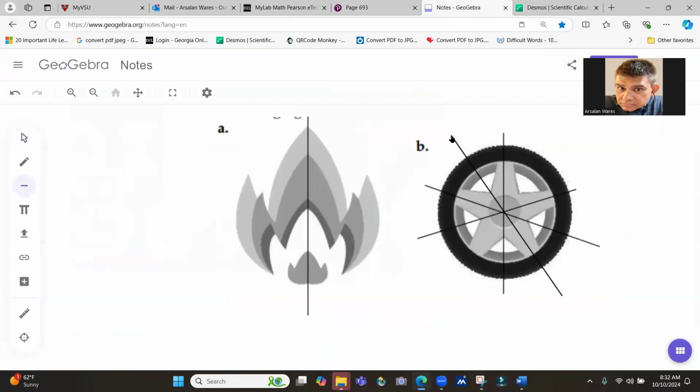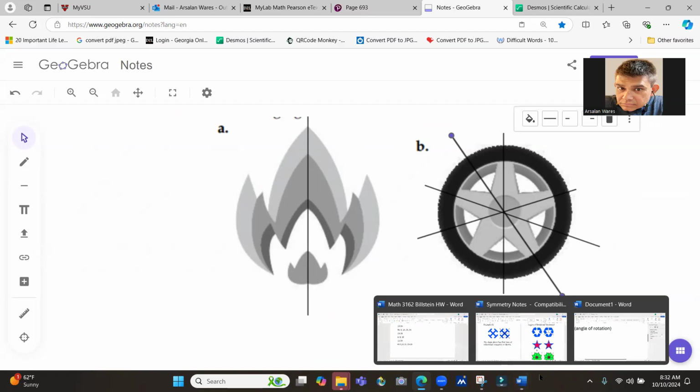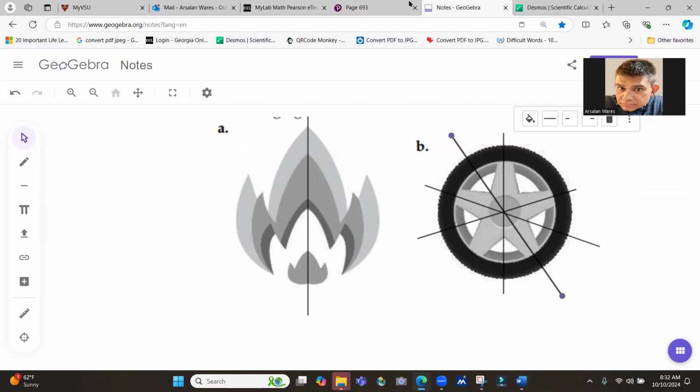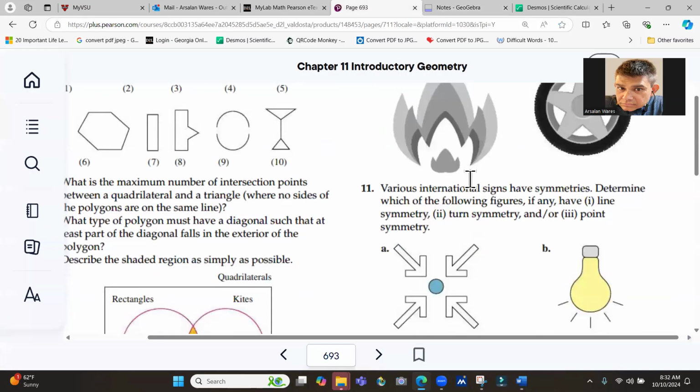Okay? The first shape has reflectional or line symmetry. And how many lines of symmetry are there? Only one. The second shape has reflectional or line symmetry. How many lines can be drawn? The answer is 5. Okay? That's that. Number 10, then 13.